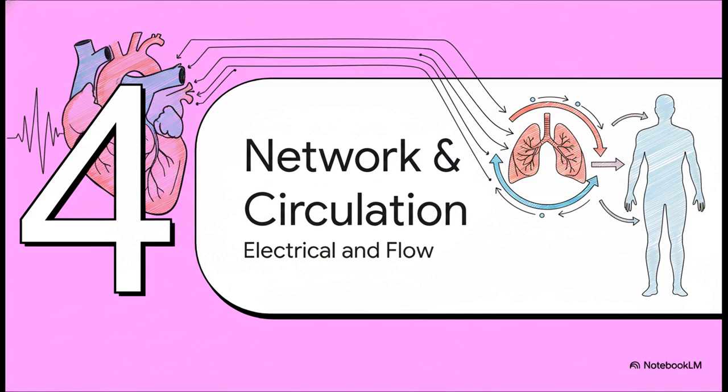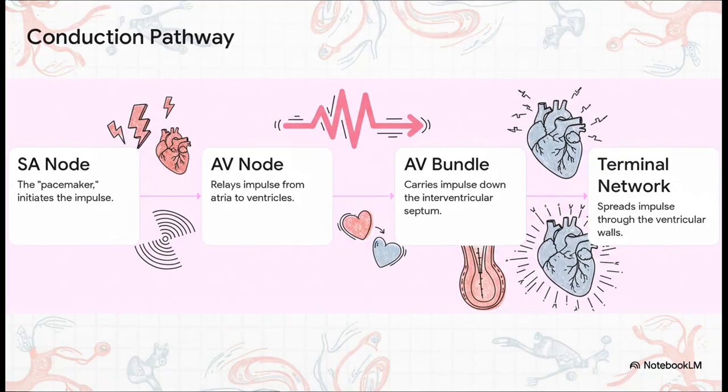Well, that brings us to our next section, where we'll look at the heart's electrical wiring and the 2 big circuits of circulation. A heartbeat is really just a perfectly timed electrical event. It all starts at the SA node, which is the heart's natural pacemaker. It fires off an impulse that makes the atria contract. That signal then hits the AV node, which, and this is key, pauses for just a split second.